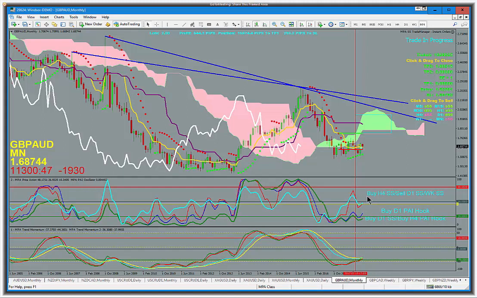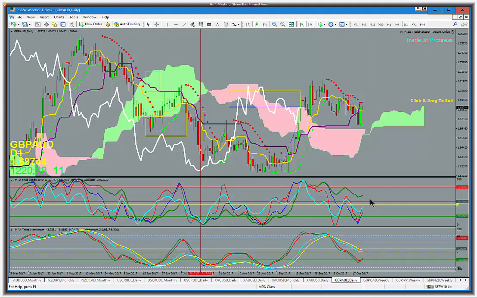I expect to see this stay up in the months to come. So we will get this weekly to do the slingshotting in the coming weeks. But for now, my weekly is still up, my daily's turning back up, and I'm going to look for this to move higher in the coming days.